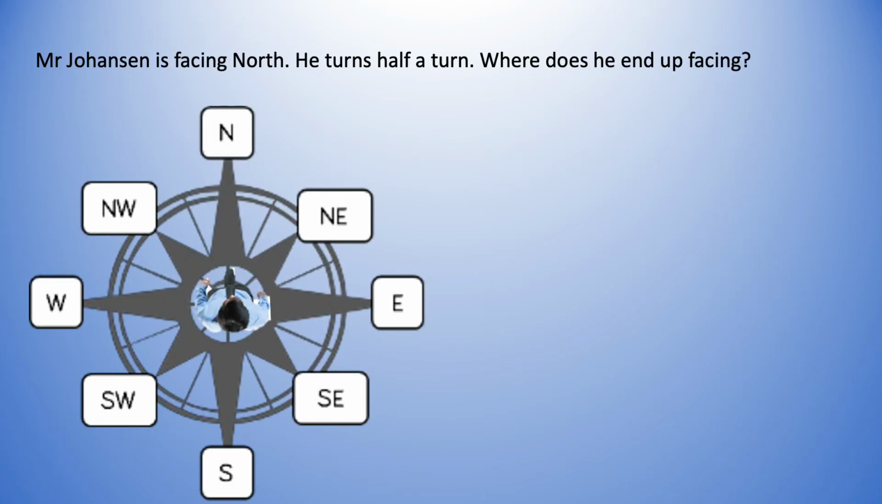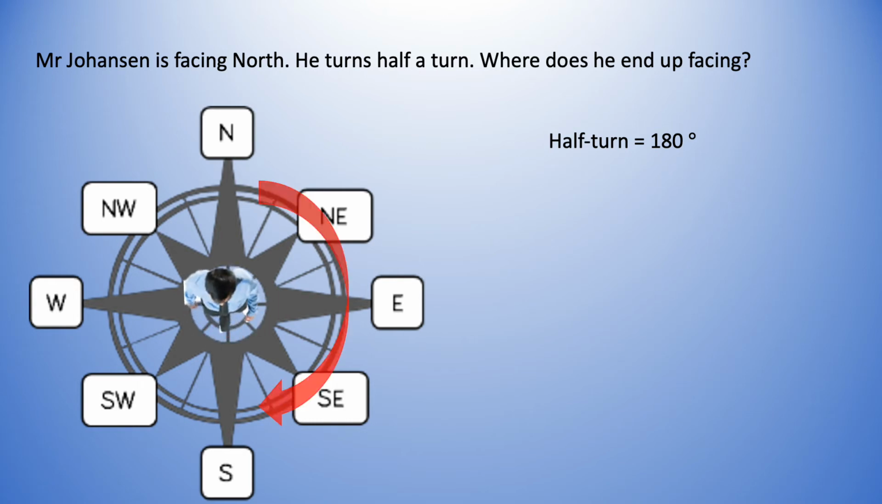Now I would like us just to have a look at this question here, okay? So it says, Mr. Johansson is facing north. He turns half a turn, where does he end up facing? Now, we said that half a turn is 180 degrees. So if you are turning, you will turn around so you're facing in the opposite direction. Okay, so at the end of it, Mr. Johansson has done half a turn and he would be facing south.